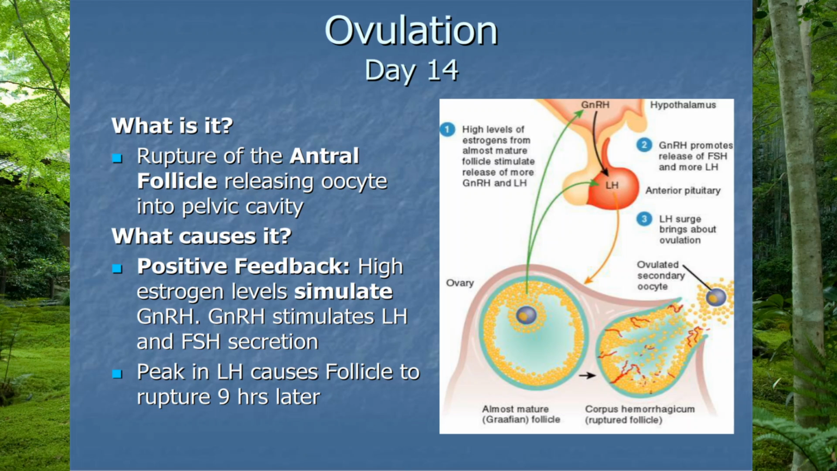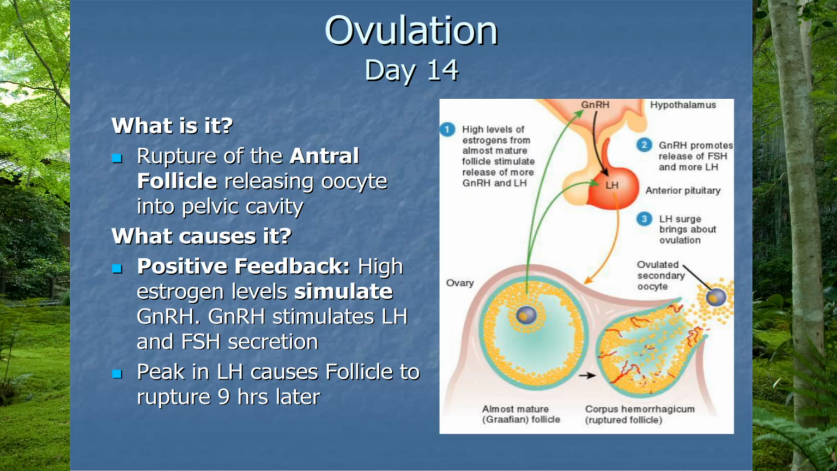Okay, the next phase of the ovarian cycle is called ovulation, and ovulation happens around day 14. And what happens is that the antral follicle that contained that large fluid-filled vesicle will basically move to the cortex, or outside of the ovary, and it will rupture, releasing the oocyte into the abdominopelvic cavity. Now, ideally, that oocyte is going to pass into the infundibulum and into the fallopian tube.